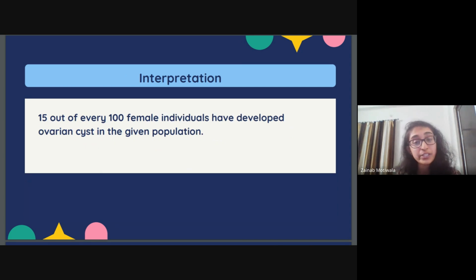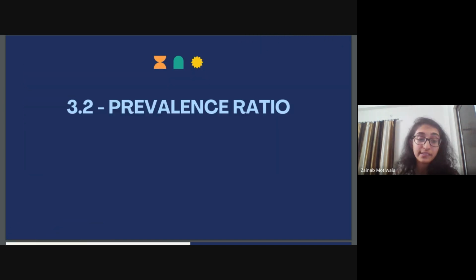That is the interpretation of the prevalence we found. So that is 15 out of every 100 females were found to have ovarian cyst in the given population. So this would be the interpretation. Now we're going to the next step of this study, finding the prevalence ratio. And what is a prevalence ratio?